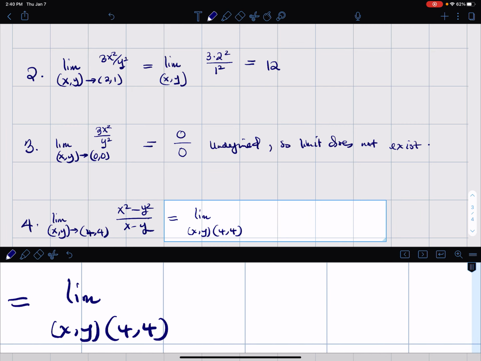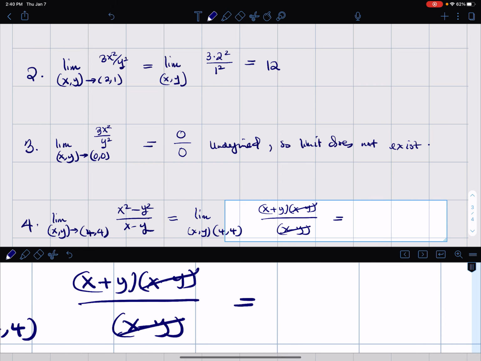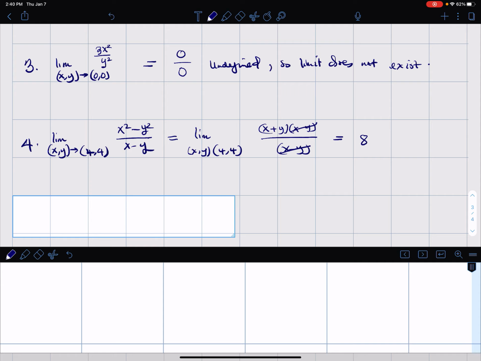And then you can factor by completing the square. x plus y, x minus y over x minus y. And these happily cancel, and you plug in 4 and 4 for x and y, you get 8. All right, let's try another one.